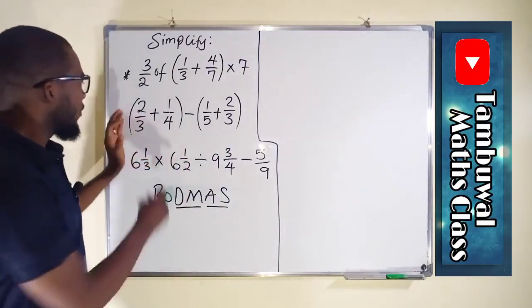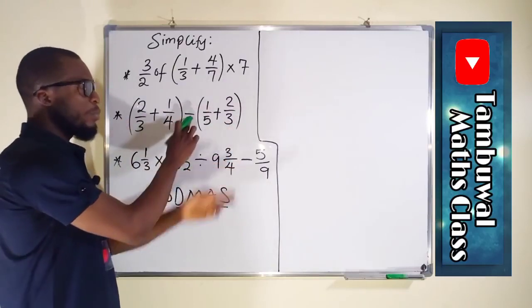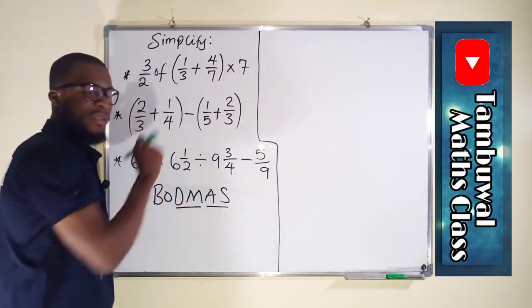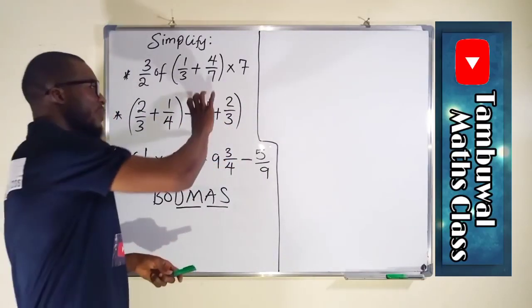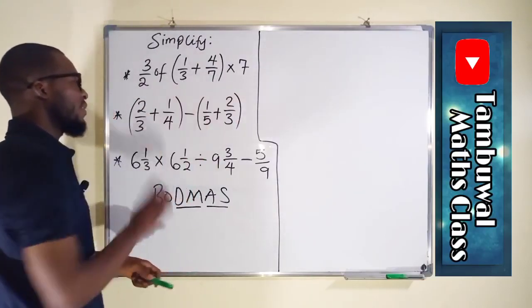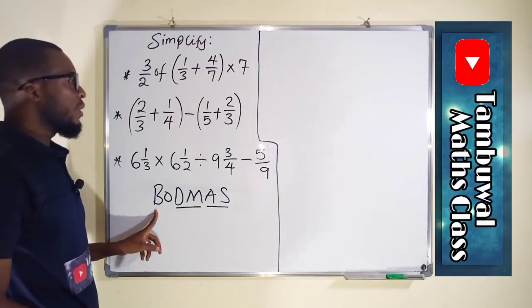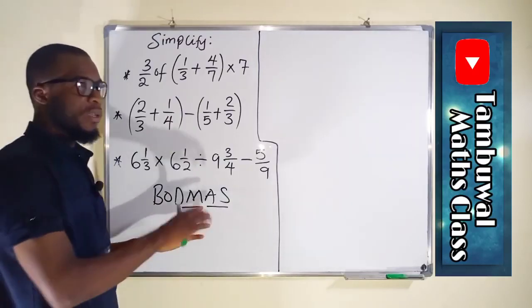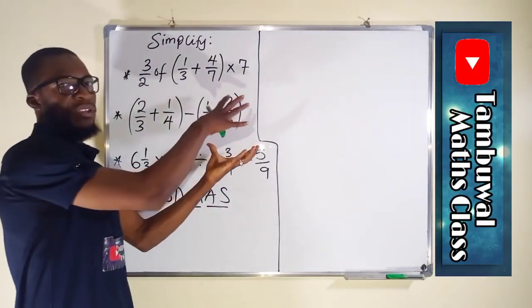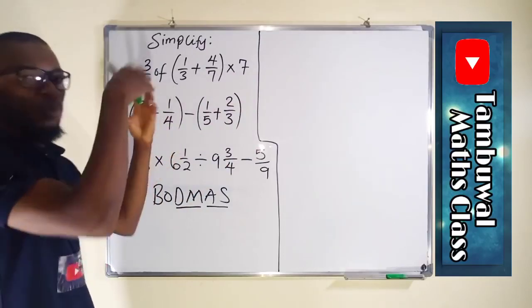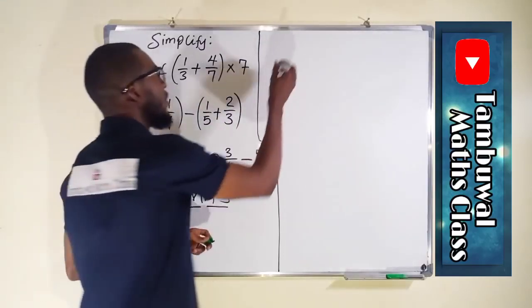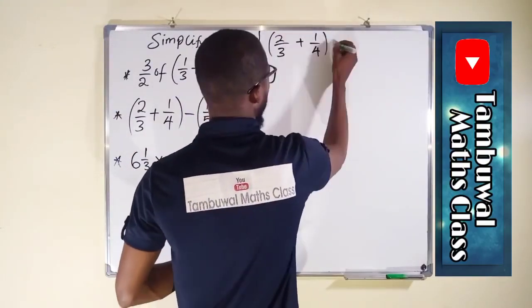The next question, you can see we have 2 brackets separated by a negative sign. So it means we are going to subtract the whole of this bundle from this. But all of them are brackets, because we have bracket first. So bracket doesn't specify whether we should start from the right bracket or the left bracket. We can do them simultaneously.